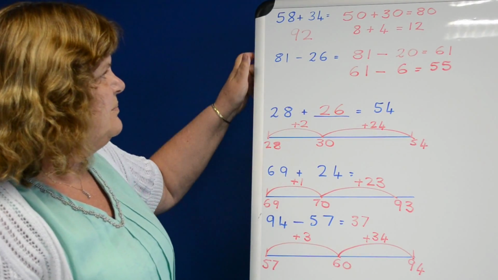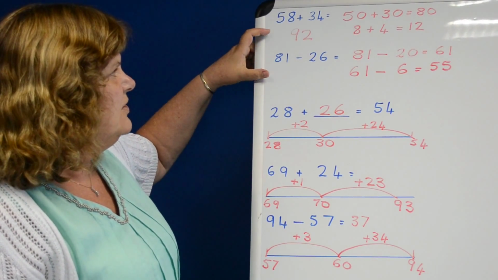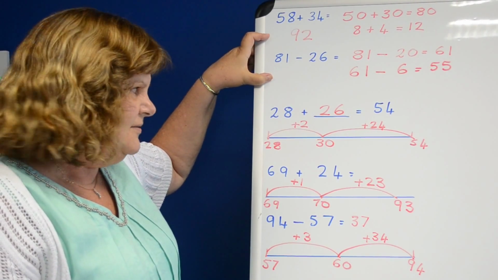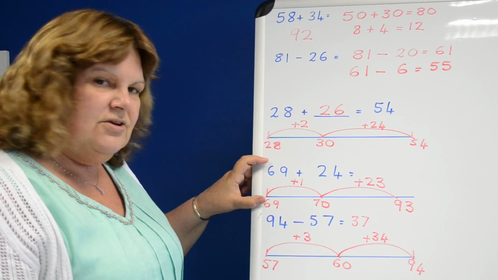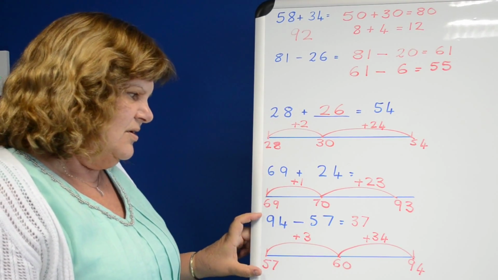So when you do story problems in stage 5, you can use place value partitioning to solve your missing number, or you can use rounding to a tidy number or reversing.